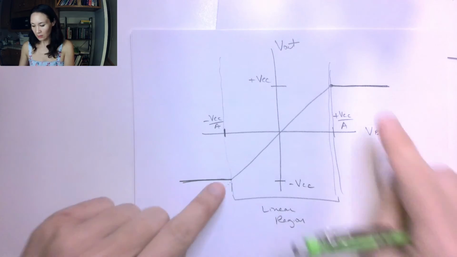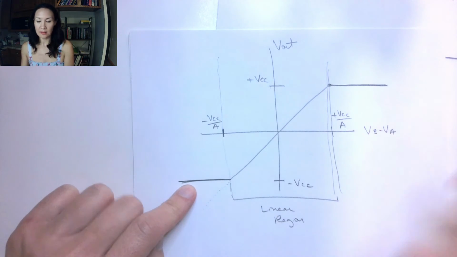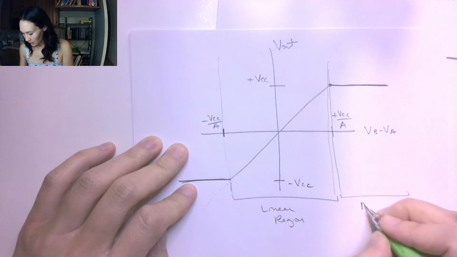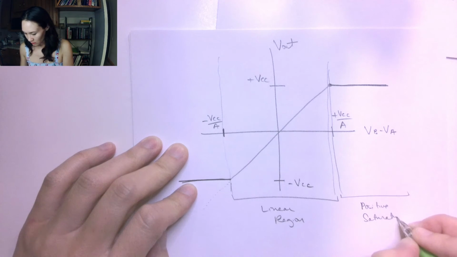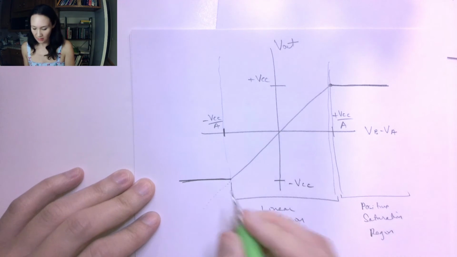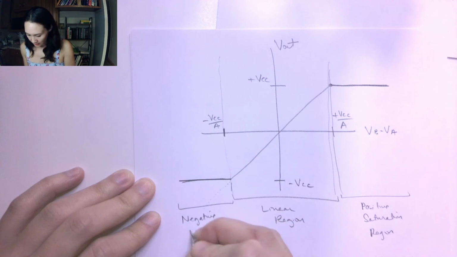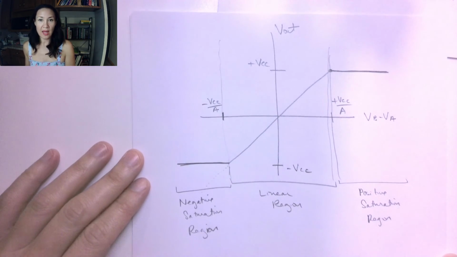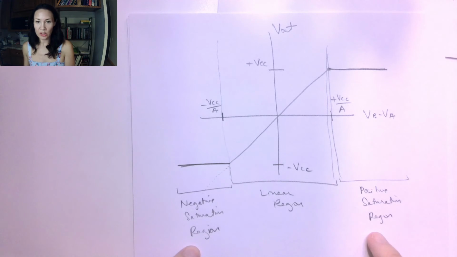But otherwise, we're going to get voltage clipping, and that's just going to be whatever our positive VCC is in the positive saturation region, and whatever our negative VCC is in this region, which is called the negative saturation region.